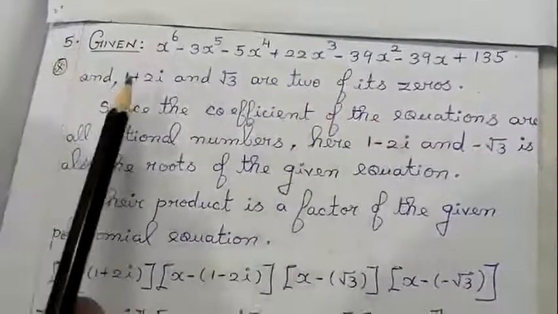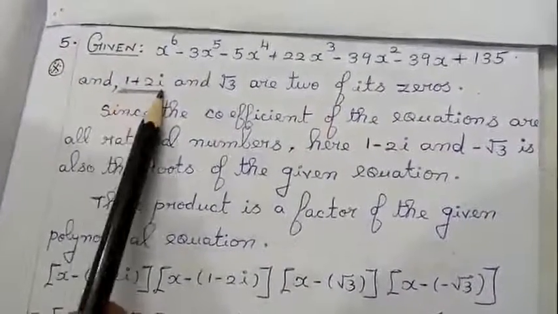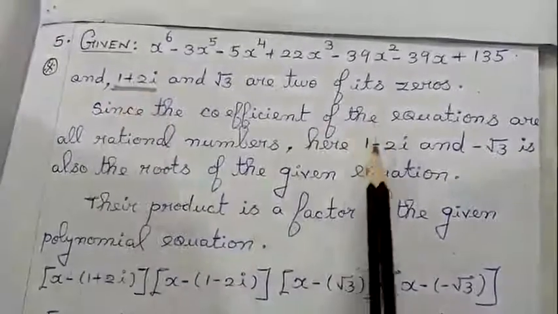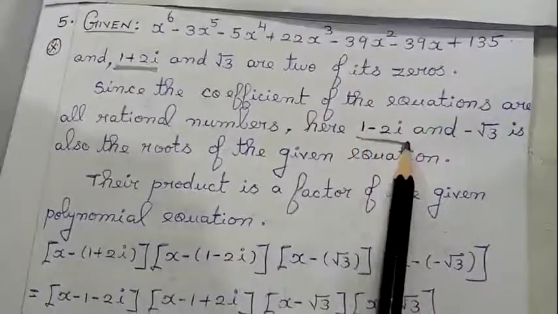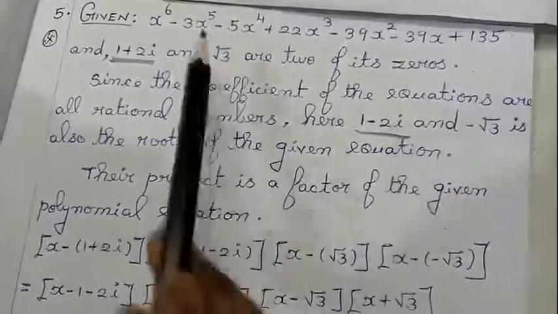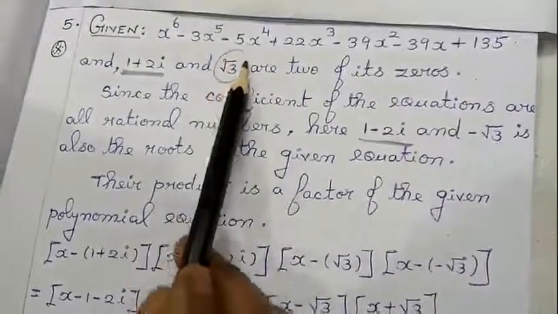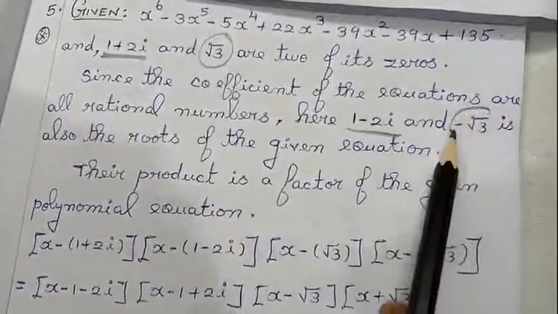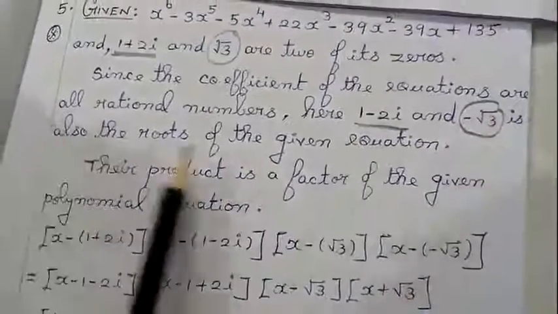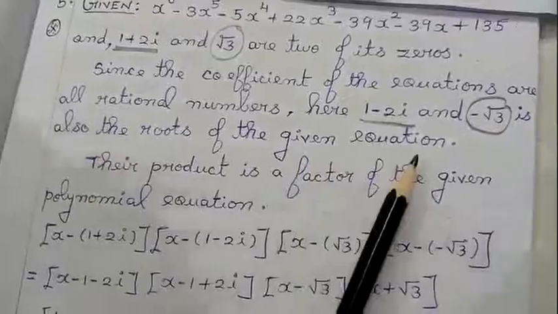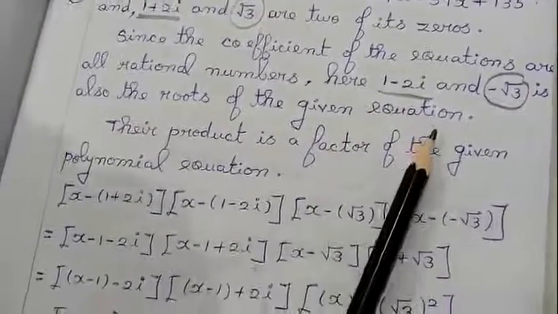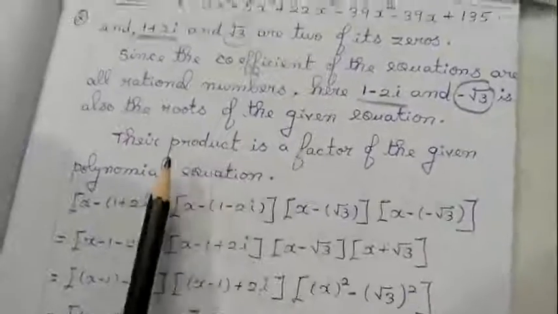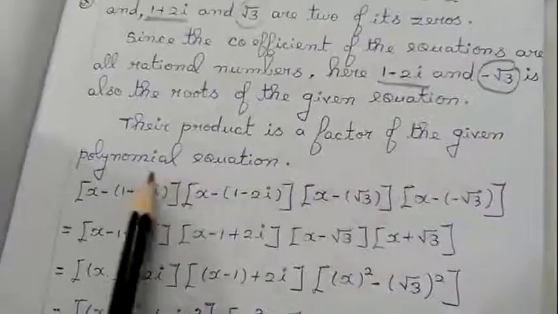According to the theorem, if 1 plus 2i is a root, then I can say 1 minus 2i is also a root. Similarly, if root 3 is a root, then again according to the theorem, minus root 3 is also a root of the given equation. Here I am going to do a calculation in this way, that is their product is a factor of the given polynomial equation.